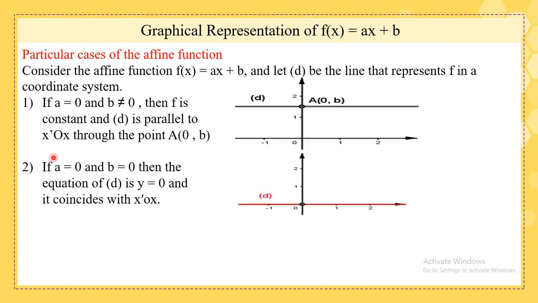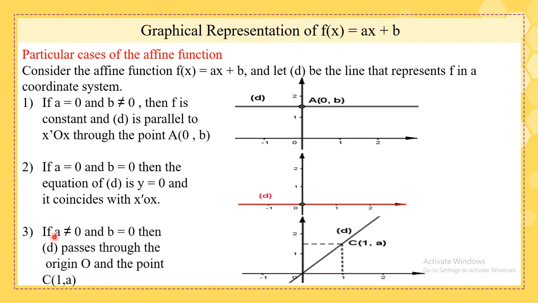If a is equal to 0 and b is equal to 0, the equation of the straight line is y equals 0, which is the equation of the x-axis. If a is different from 0 and b is equal to 0, the equation of the straight line is of the form y equals ax, then the line D passes through the origin O and the point C(1, a).